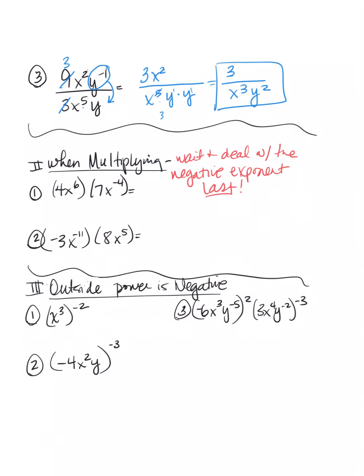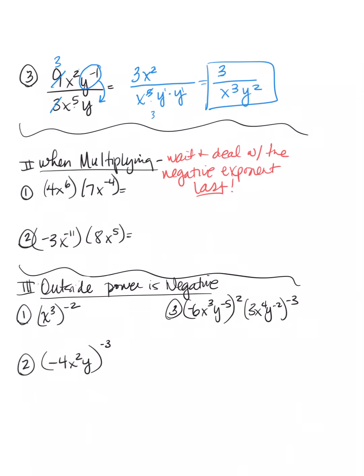Now, when you're multiplying, let's look at this. You want to make yourself this little note here. Wait and deal with any negative exponents last, because sometimes they kind of work themselves out, all right? So let's follow our rules and see what happens when we multiply. So here, we're going to do 4x to the 6 times 7x to the negative 4.